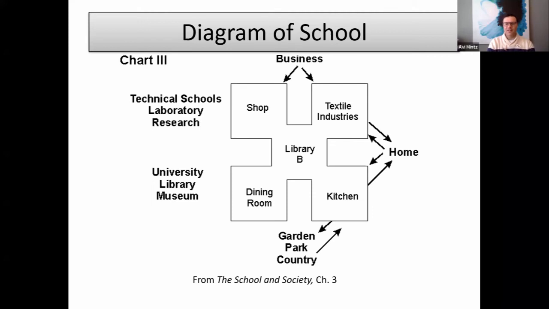And what Dewey envisioned is not first giving a child a book and here's how you learn math, or here's how you learn the history of agriculture in the region, but that you actually get working in the shop or in the textile industry, or when you go outside from the kitchen to the garden, and you come to the school with questions. And then when you have those questions, that's when you turn to books. When you're searching for answers or you're curious about a subject.